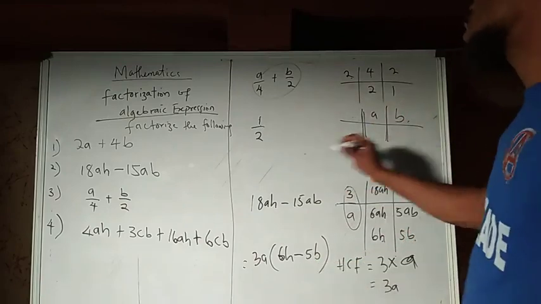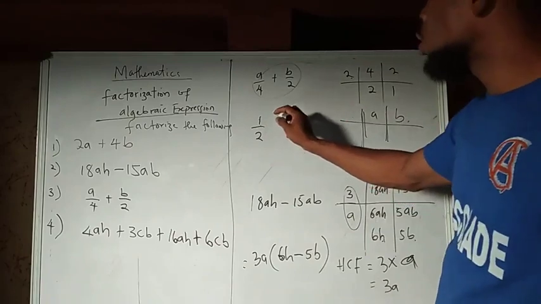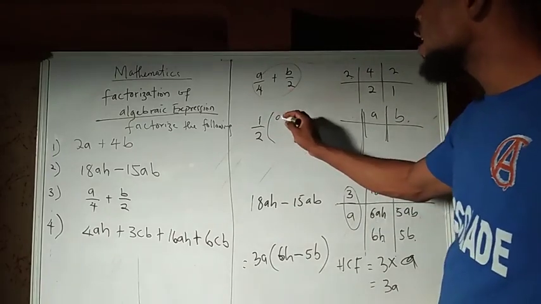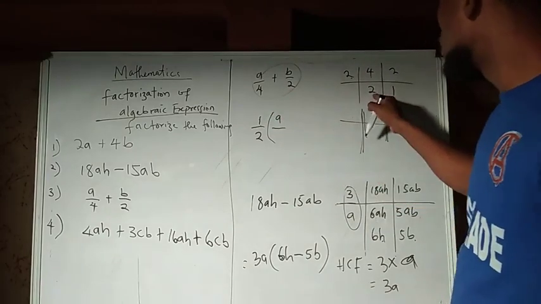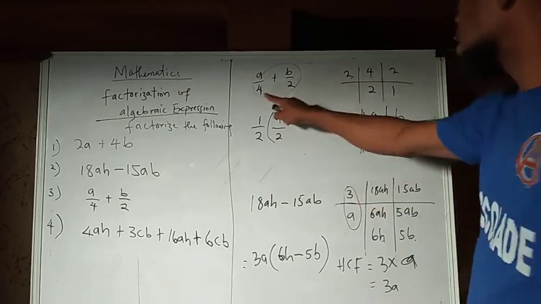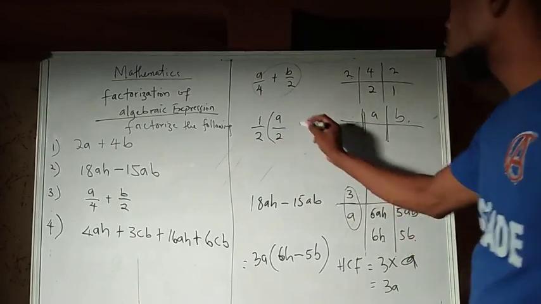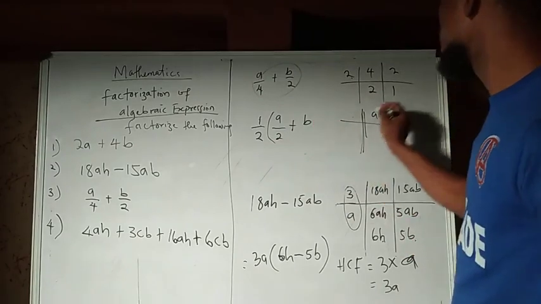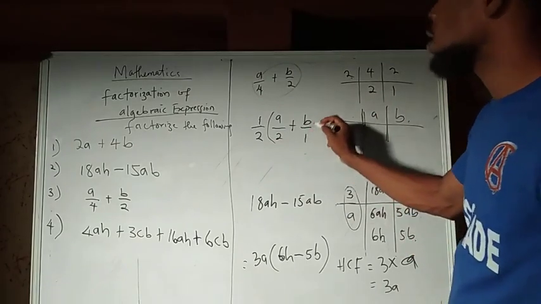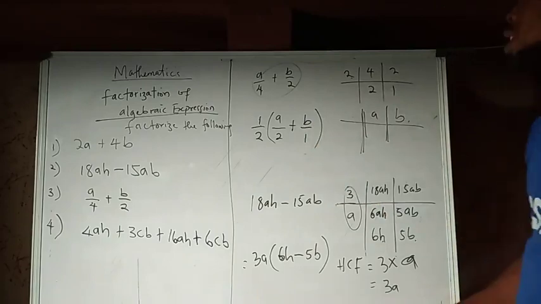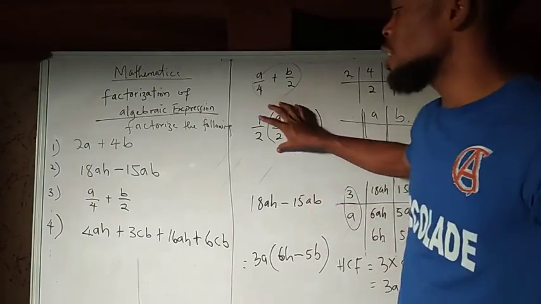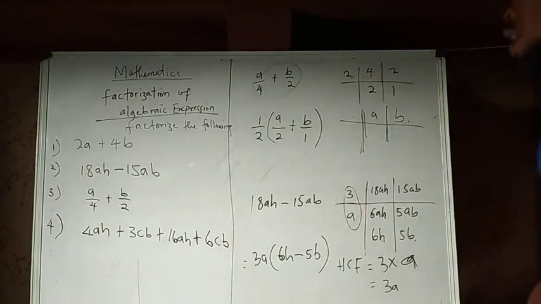Okay, nothing. So this will now become 1 over 2 into A over 2 here, right? Because when I divided this by, I got this 2 and plus B over, should I say 1? Yeah. So this is how we have been able to factorize this fraction.